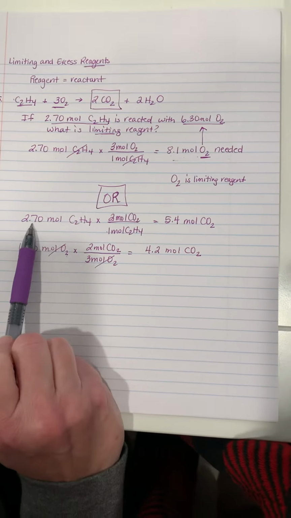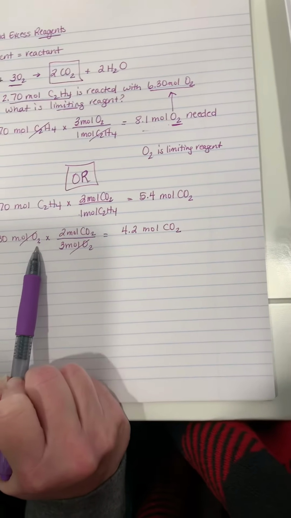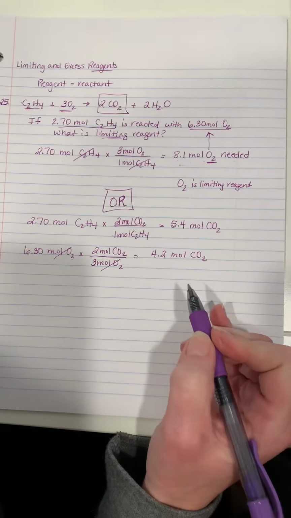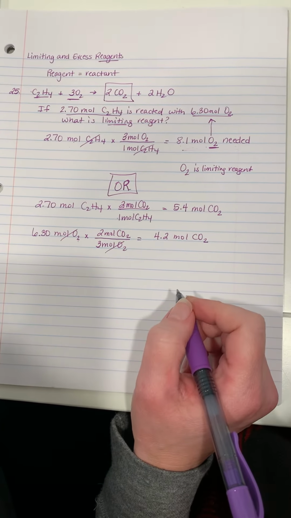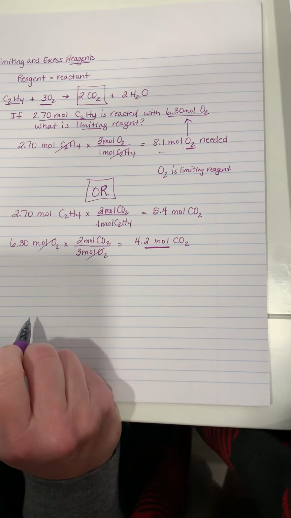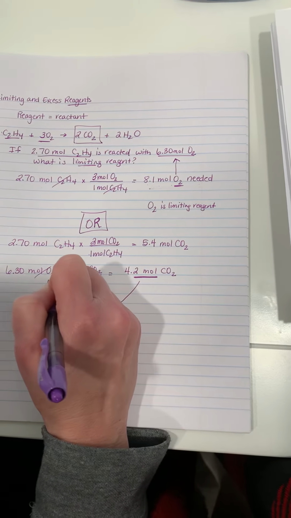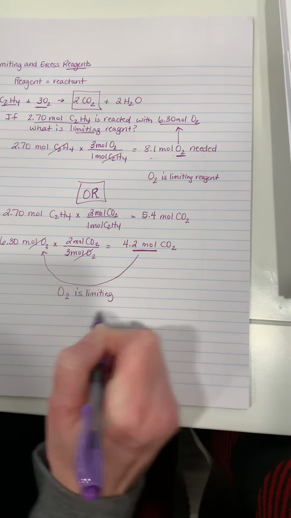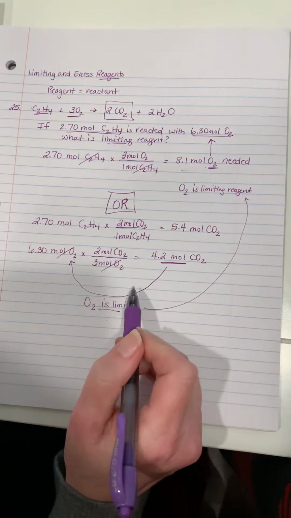What I'm saying is 2.7 moles of C2H4 can produce 5.4 moles of carbon dioxide. 6.3 moles of oxygen can produce 4.2 moles of CO2. So in this case, my limiting reagent is the one that produces the least product. I'll say that again. My limiting reagent is the one that produces the least product. So 4.2 moles of carbon dioxide is less than 5.4. That means that my limiting reagent is that O2 that we talked about already. The answer matches up with what we set up here. O2 is your limiting reagent. I just did it a different way.